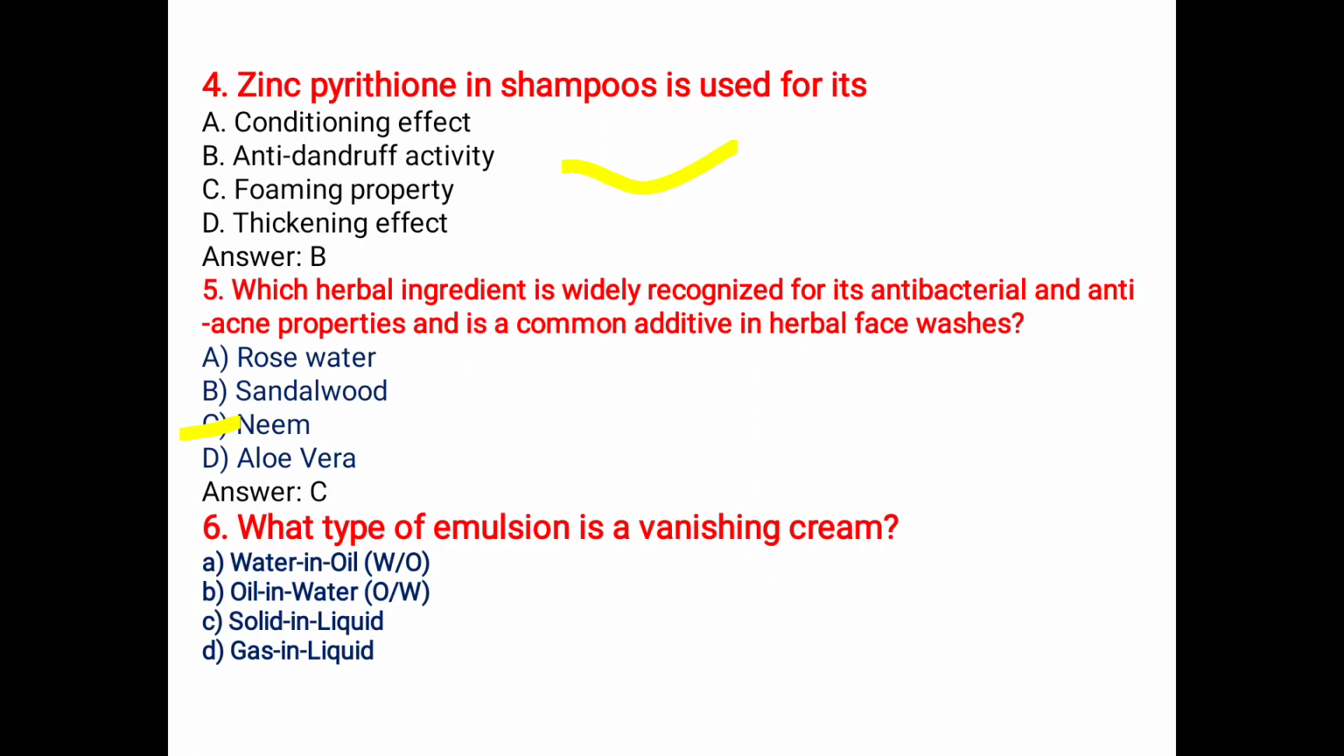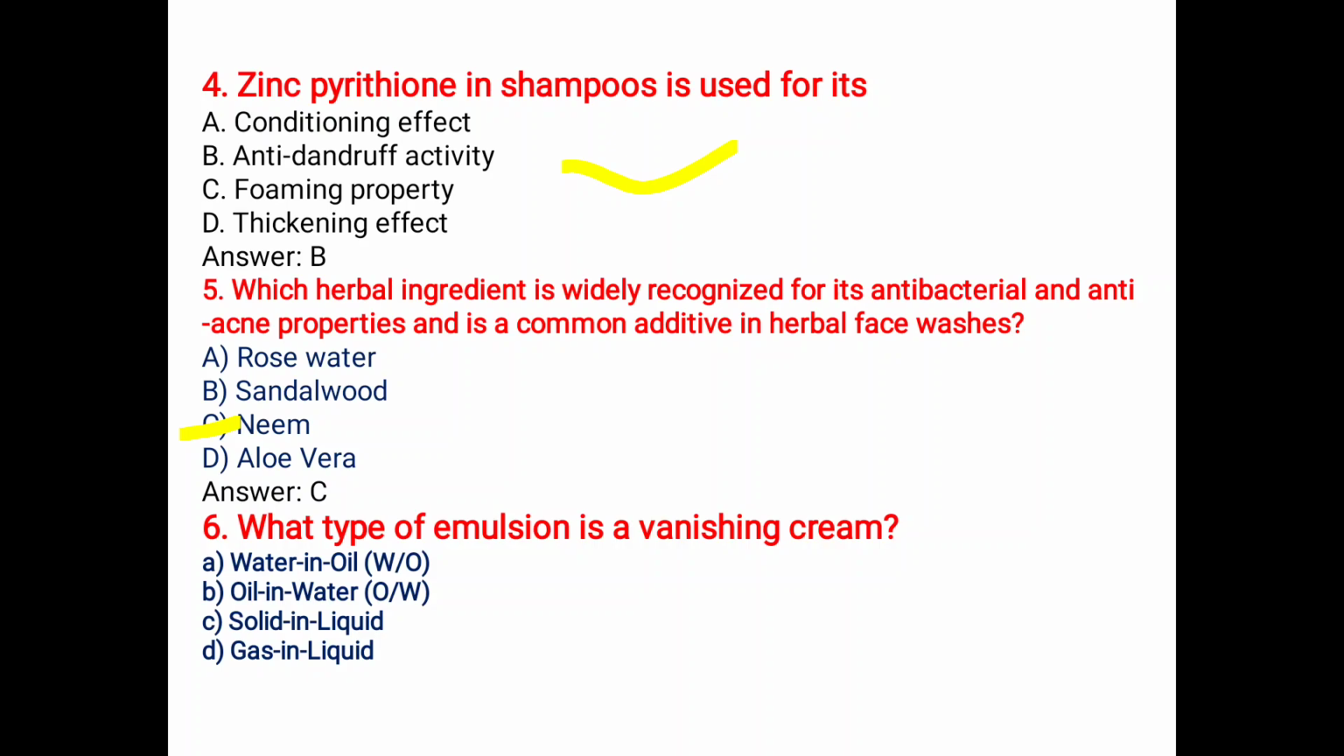Next, what type of emulsion is a vanishing cream? A, water in oil. B, oil in water. C, solid in liquid, and D, gas in liquid. So the last two options are not correct, solid in liquid not, gas in liquid also not.